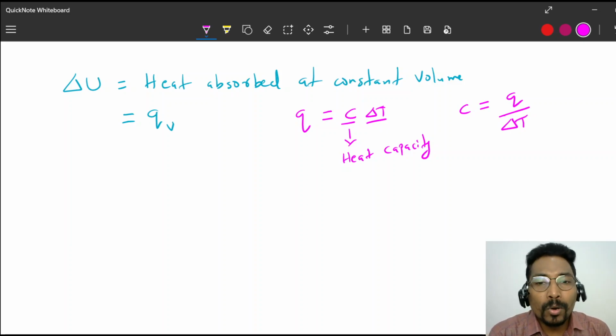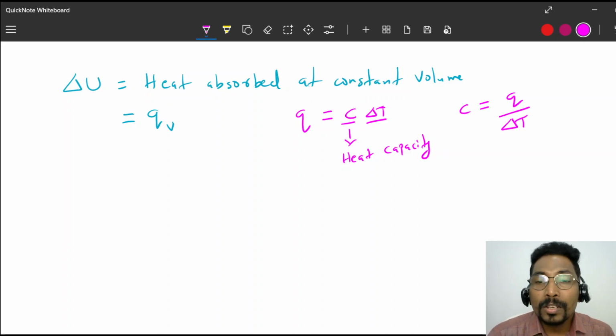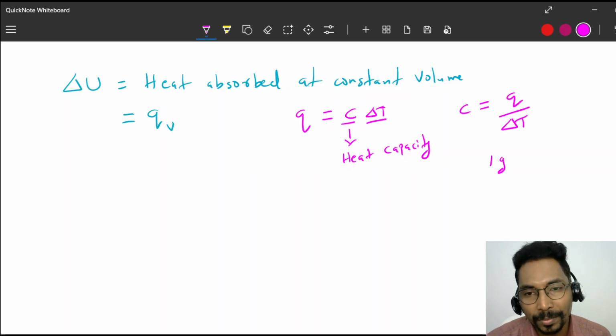Okay, so the amount of heat energy required to raise the temperature of a substance by 1 degree Celsius or 1 Kelvin, that is heat capacity. Clear? So we have two important terms, that is specific heat capacity and molar heat capacity. Specific heat capacity is for 1 gram. That means the amount of heat required to raise the temperature of 1 gram of a substance by 1 degree Celsius.